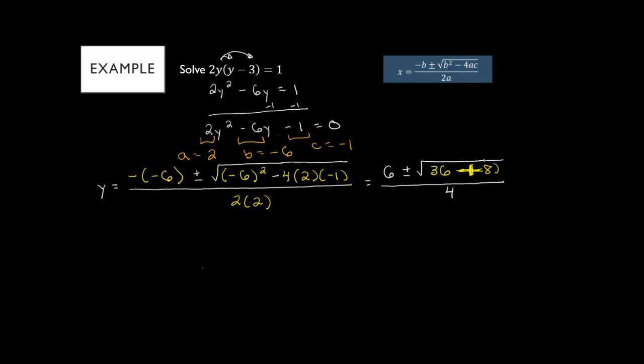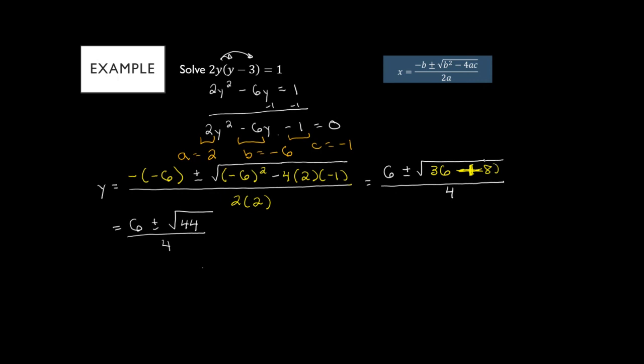So I'm going to do the 36 plus 8. So I've got 6 plus or minus the square root of 36 plus 8, which is 44. I'm pretty sure that's right, but I just want to double check it on my calculator, because if you make a mistake here, it messes up everything. And then we have 4 in the denominator.